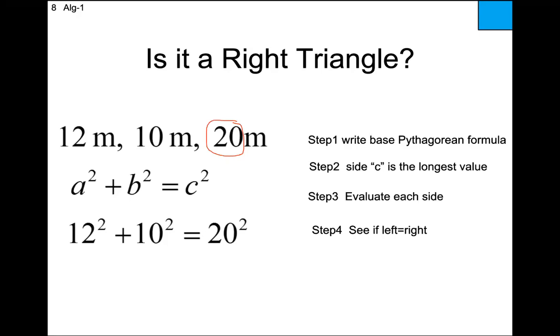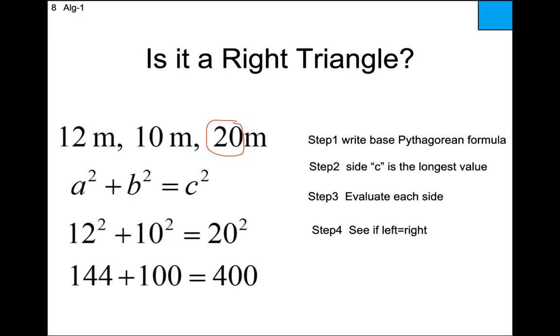All right, so 12 squared is 144, 10 squared is 100, and 20 squared, as you might imagine, is 400. That wasn't one of our 16 perfect squares, but I think you can do 20 times 20. All right, last step, we see if the left side equals the right side.